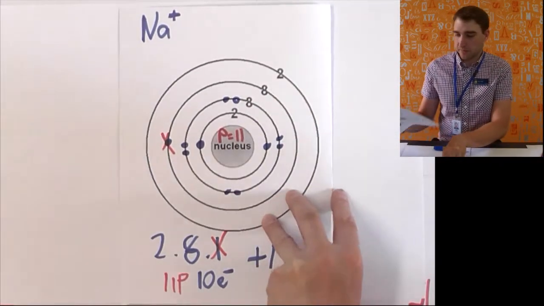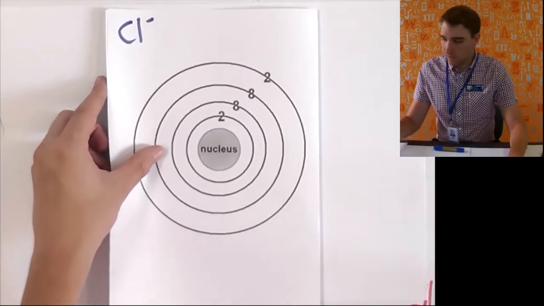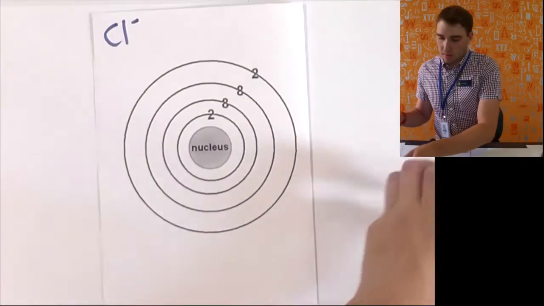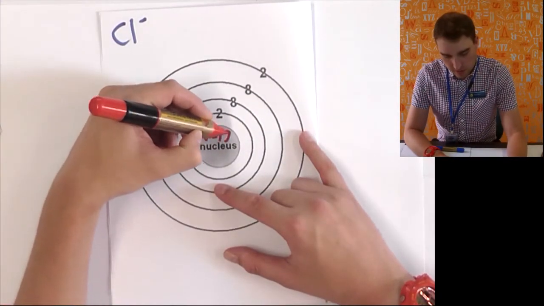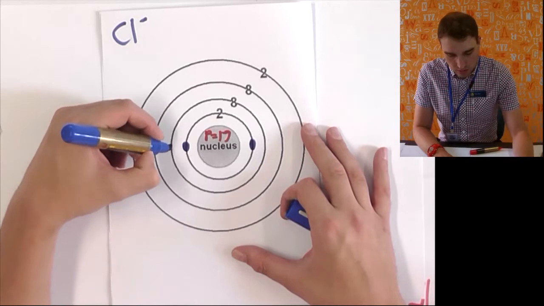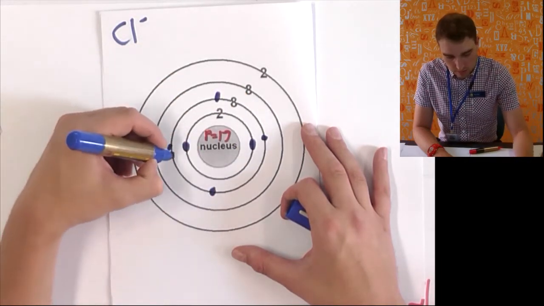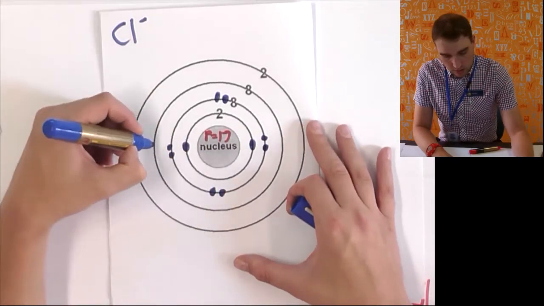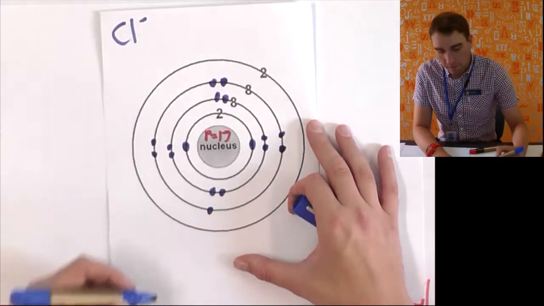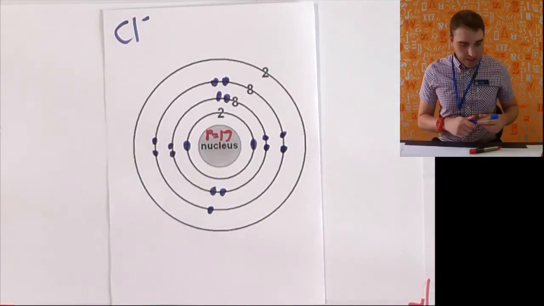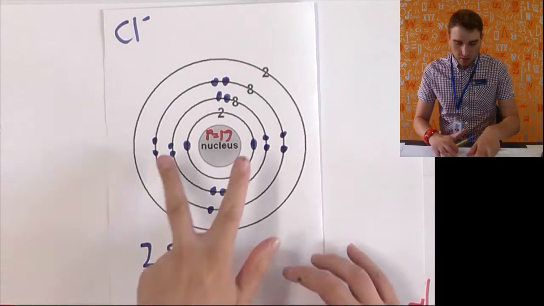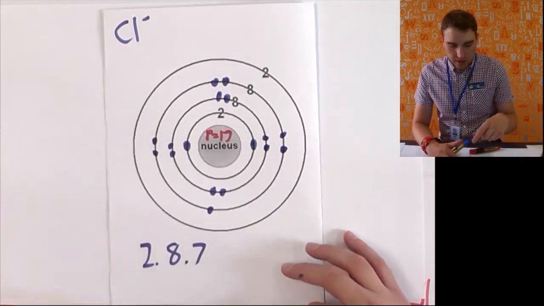Now we'll look at chlorine. So chlorine, we find it on the periodic table. Over here, atomic number 17. So that means it's got 17 protons. P equals 17. Now we need to put in 17 electrons around it. 1, 2, 3, 4, 5, 6, 7, 8, 9, 10, 11, 12, 13, 14, 15, 16, 17. If we look at where the electrons are now, we write down the electron configuration, 2.8.7. So 2 electrons in the first shell, 8 in the second shell, 7 in the outermost shell.